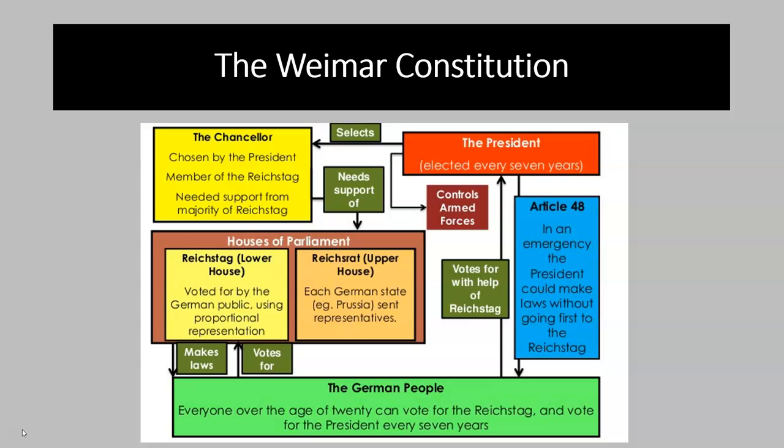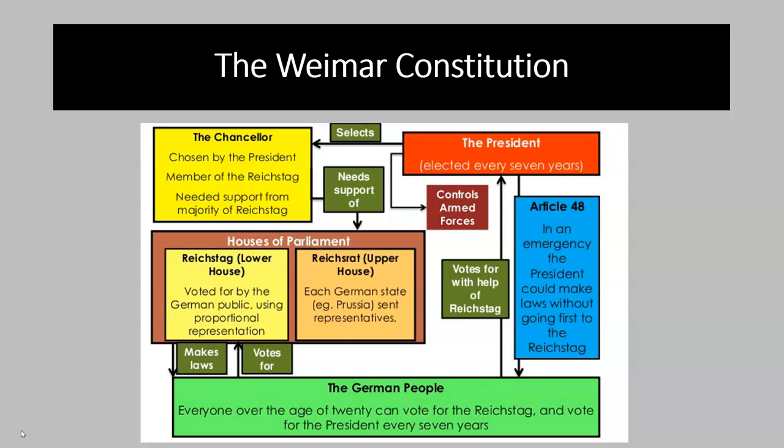He could even assume control of the army. However, the German president was subject to elections every 7 years when the German people could choose a new president if they were unhappy with the job that he was doing. It was the Chancellor who got to decide which new laws would be put forward. However, under normal circumstances, these would only become law if the majority of the Reichstag and the Reichsrat voted for them.